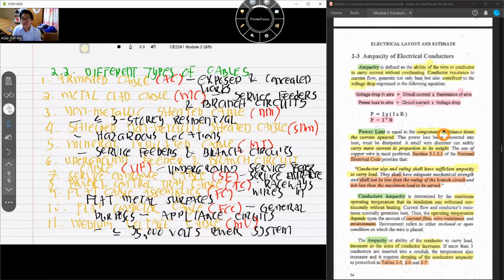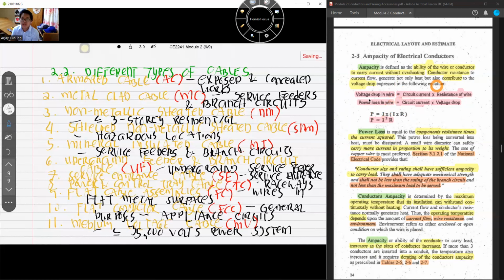Okay. So dito naman na tayo, class, sa chapter 2.3. Opacity of electrical conductors. Okay. So opacity, class, is defined as the ability of the wire or conductor to carry current without overheating. Okay. So technically, class, ito yung kayang buhatin ng wire na current without burning. Kumbaga meron din silang capacity, class, no? Ito yung ratings nila. Okay. So more or less, class, ang nagko-contribute dito. Yan. So meron tayong mga power loss and stuff, voltage drop.